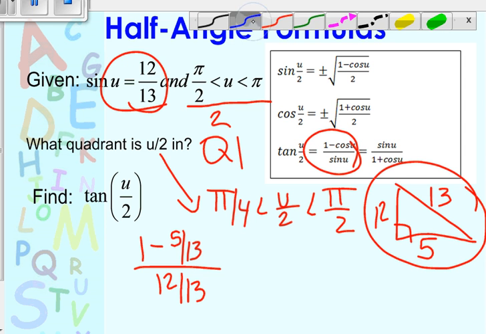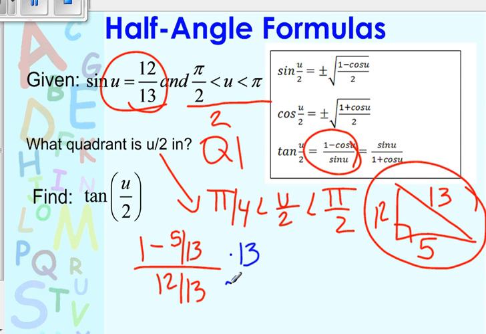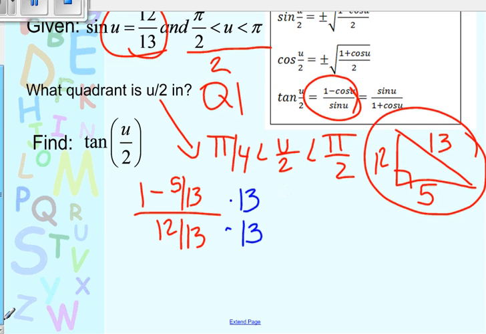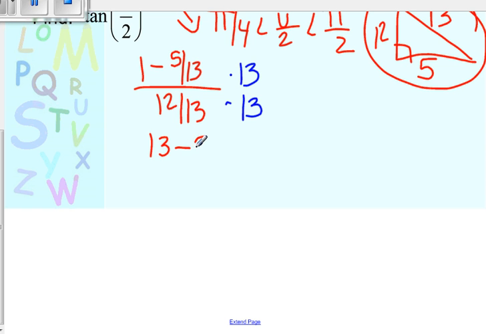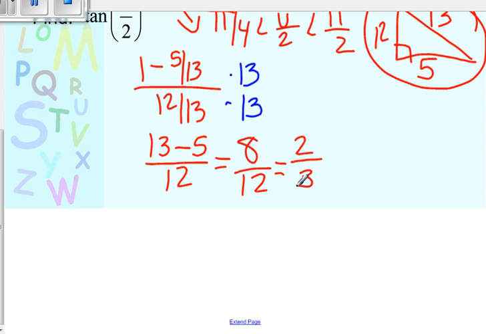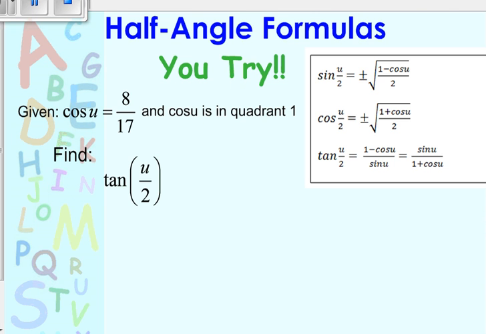Get rid of those fractions by multiplying the top and the bottom by 13. Which is going to give us 13 minus 5 over 12. Okay, so we're going to get 8 over 12. We're going to simplify that by dividing both by 4. So we get 2 over 3 as our final answer there.